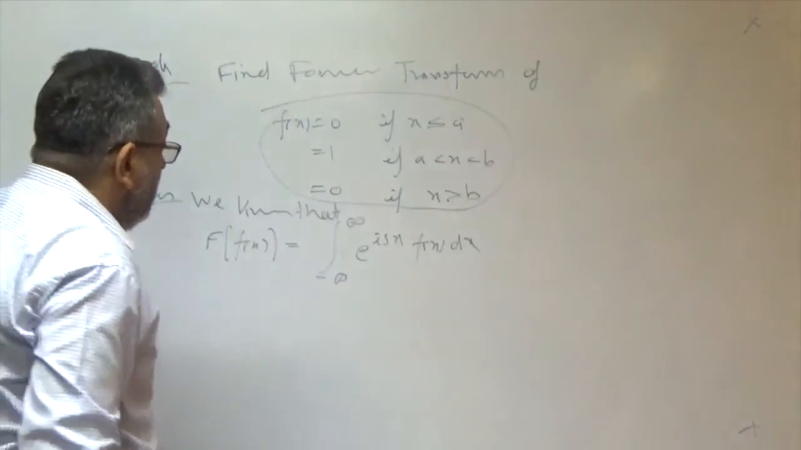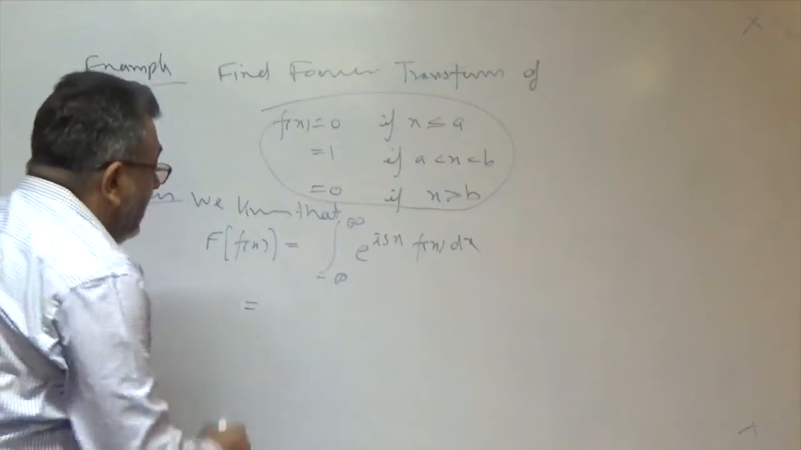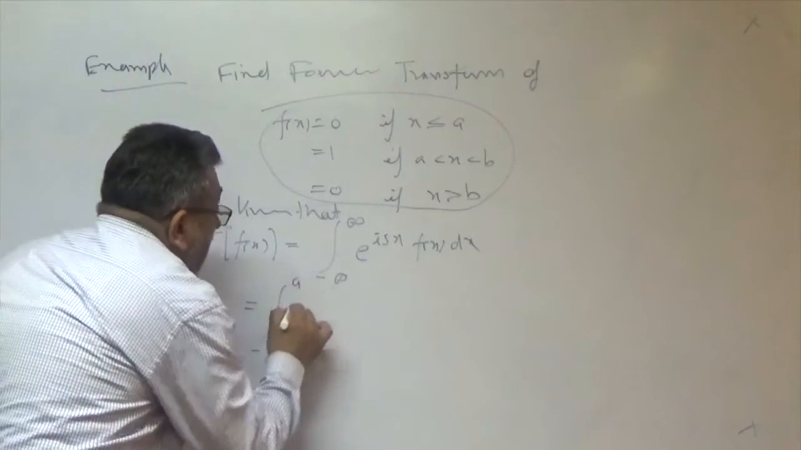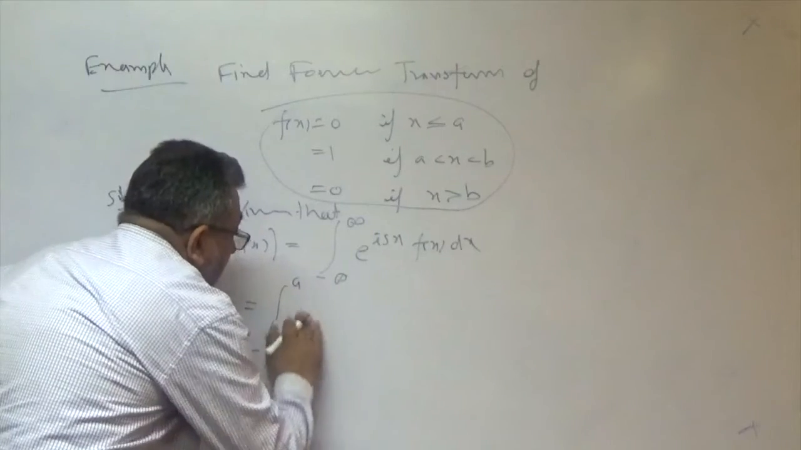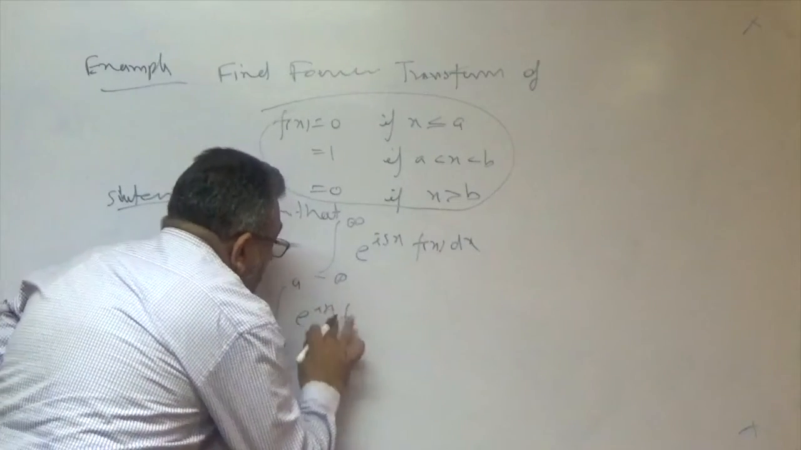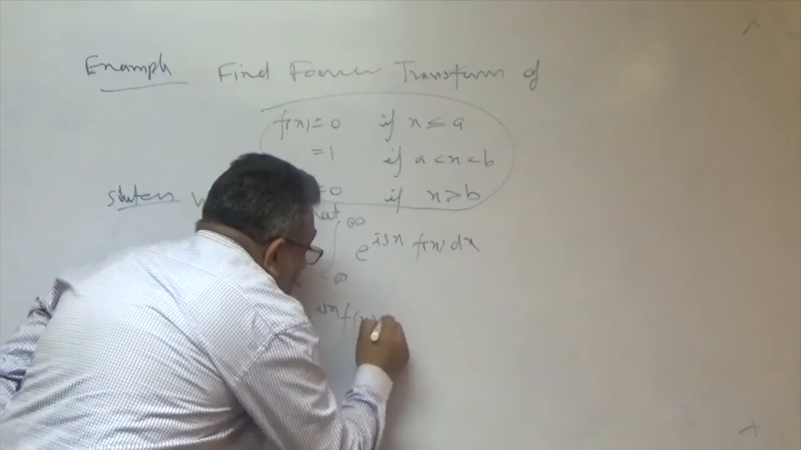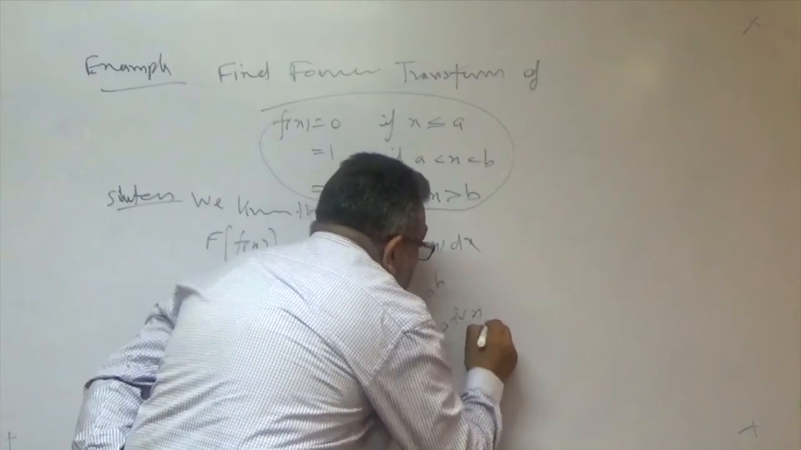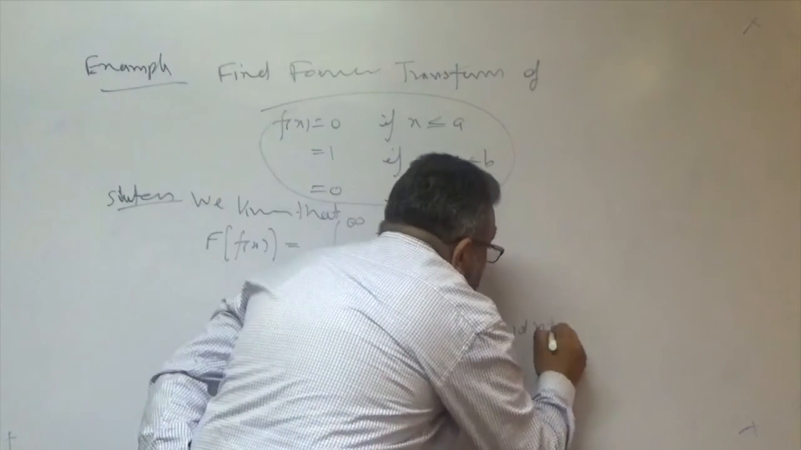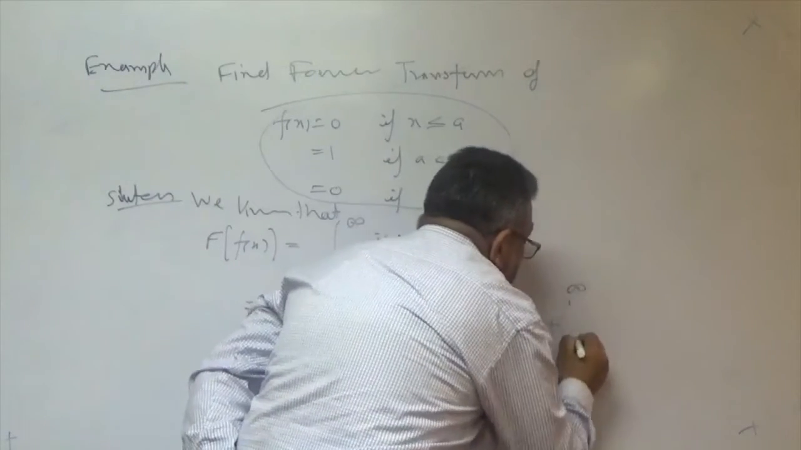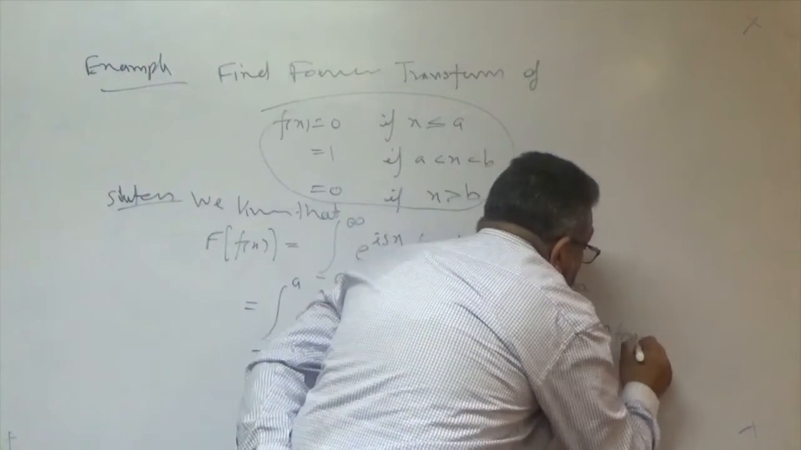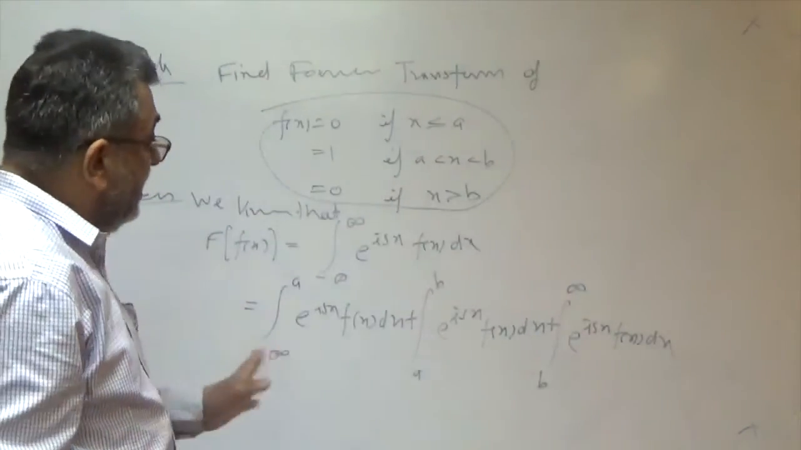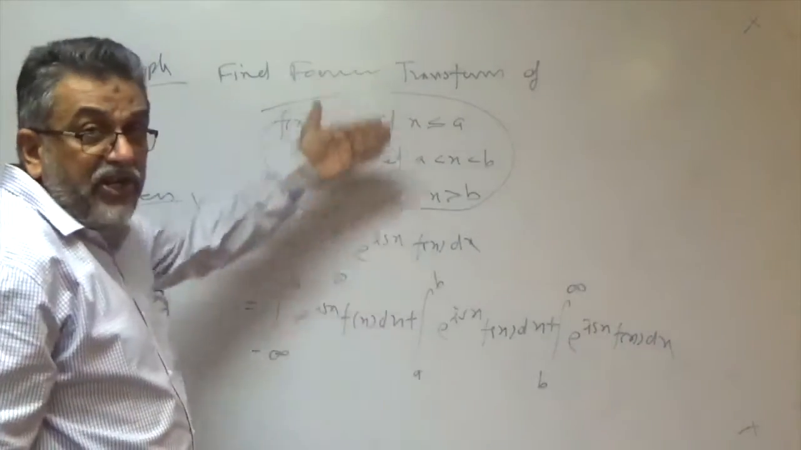So in three regions, by the property of definite integrals, we can break the integral into three parts: minus infinity to a of e to the power isx f(x) dx, plus a to b of e to the power isx f(x) dx, and plus b to plus infinity of e to the power isx f(x) dx, right? By using the property of the integral, we break this integral into three parts according to the given definition of the function.